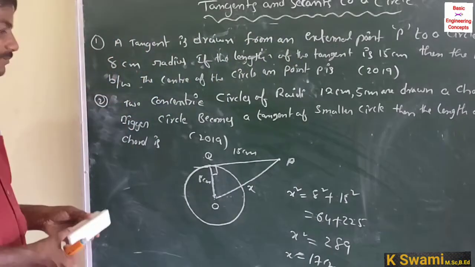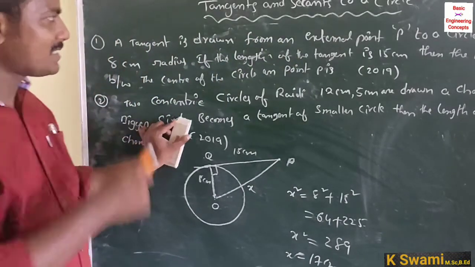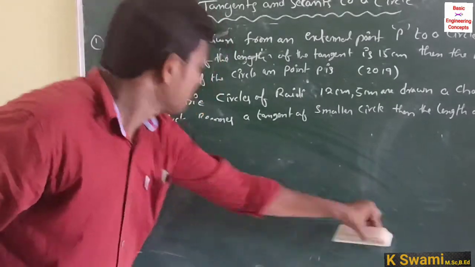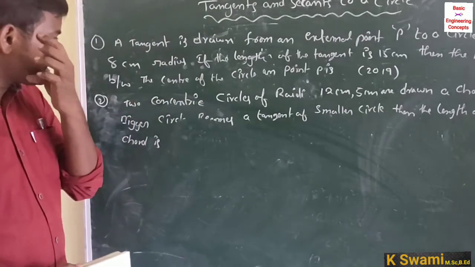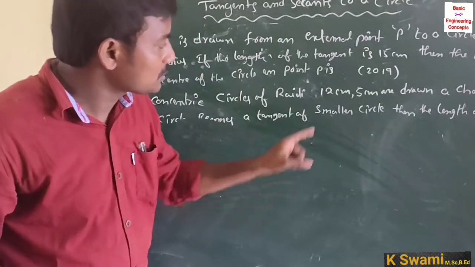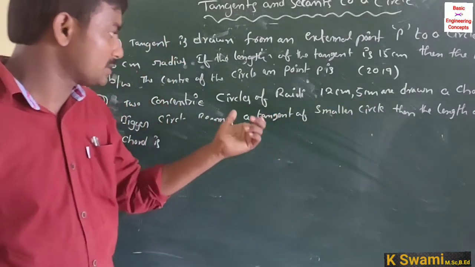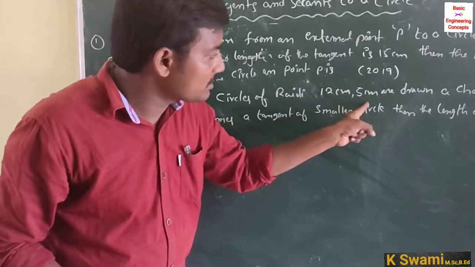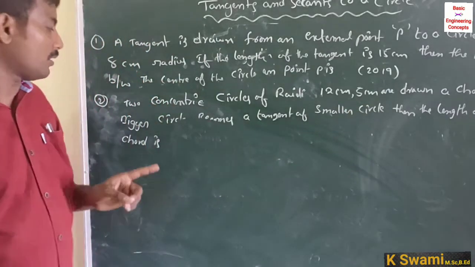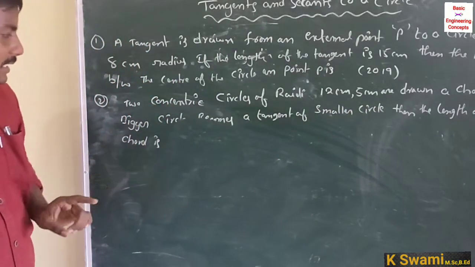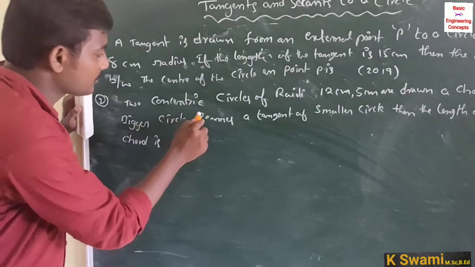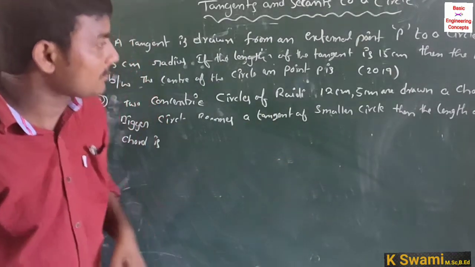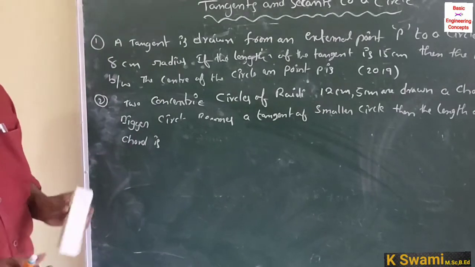And the second question in 2019 from tangents and secants to a circle is: two concentric circles of radii 12 centimeters and 5 centimeters are drawn. A chord of the bigger circle becomes a tangent of the smaller circle. Then the length of its chord is.